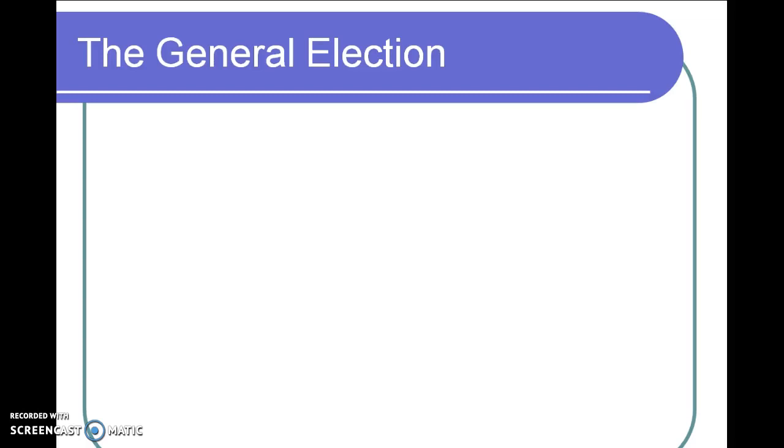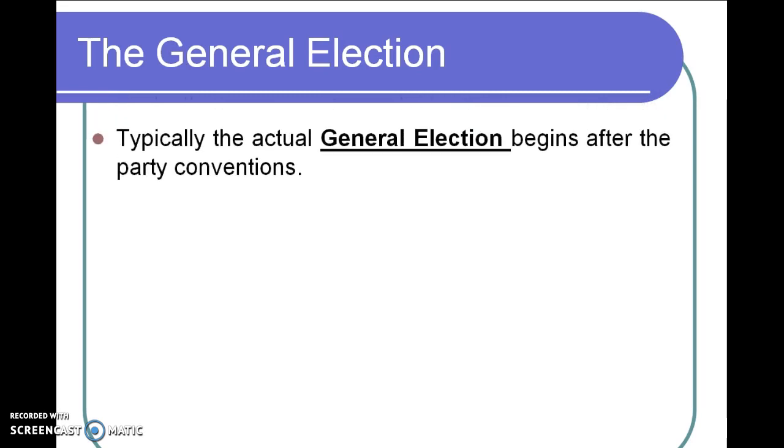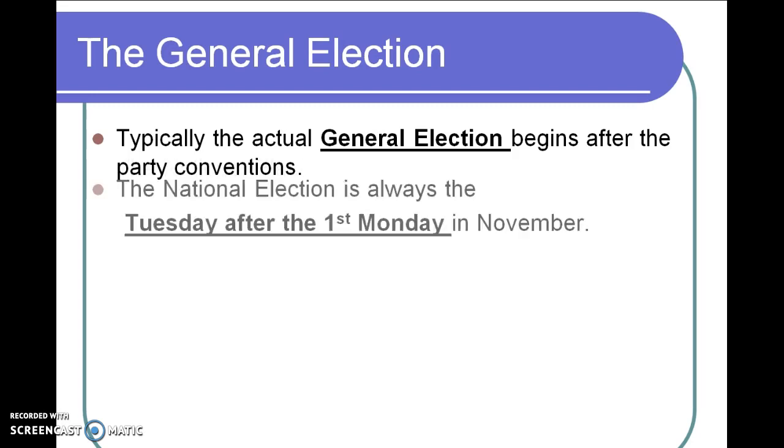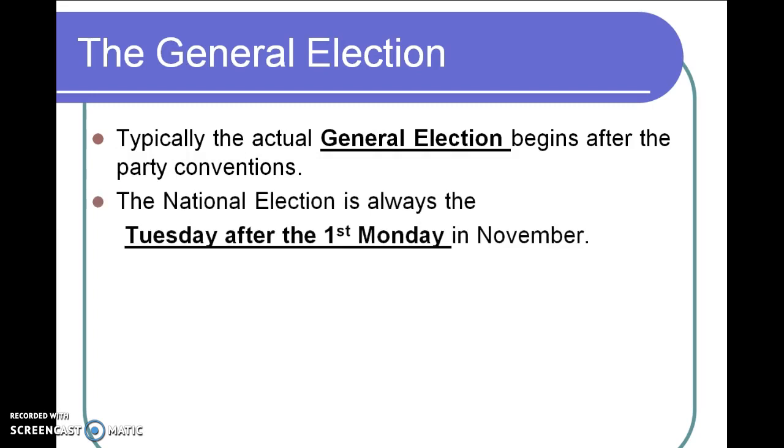Okay, so now that we have official candidates for each party, the general election typically begins after the party conventions, when we actually have a Democratic candidate and a Republican candidate. And there will be other candidates as well, but those are the two primaries at this point in time. The national election is always the Tuesday after the first Monday in November to avoid any confusion. It makes it very specific.